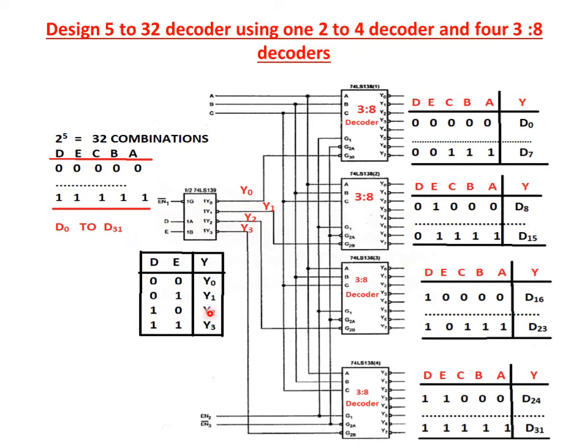Next, Y2 output combination, DE value is 10. So here D16 to D23, the DE value is 10. Next, 11 combination, Y3 is selected. Here the DE value is 11. D24 to D31 is represented as DE values are 11. So this way we can implement the 5 to 32 decoder.